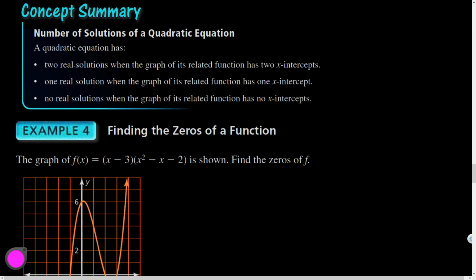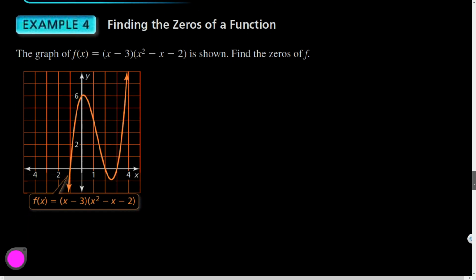So here's the general idea. A quadratic equation has 2 real solutions if it has 2 x-intercepts when you graph the related function. It has 1 real solution if the related function has 1 x-intercept, right? 2, 2, 1, 1, none, none, right? And that's how it works. So you can just graph the related function and you're good to go. Now, it turns out, let's think outside the box.